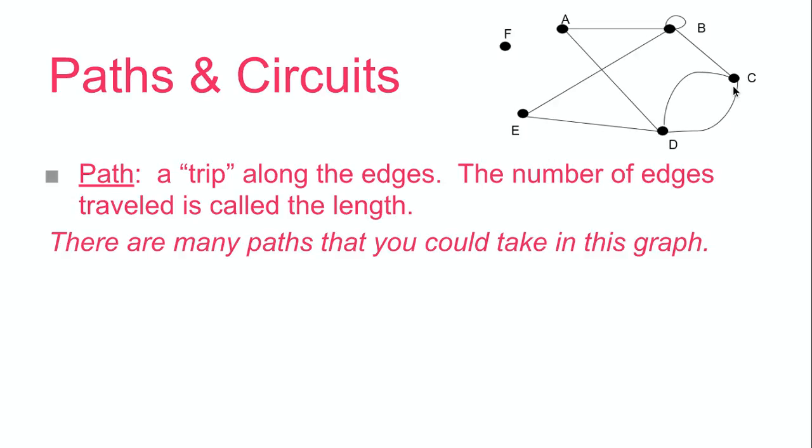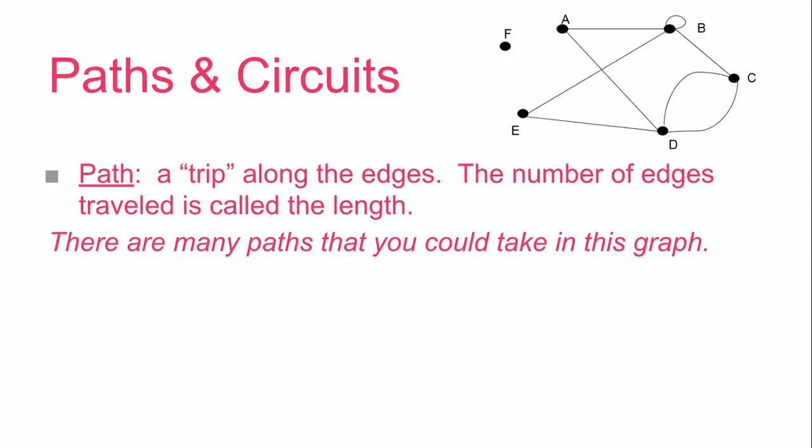So those are paths. A path has a different start and end point. You could have a path from B to E. You could have a path of a length of 1 just by going straight from B to E. You could have a path with a length of 2 by taking the loop back to B and then to E. You could go B to C to D to E, and that would be a path of length 3 and so forth. There are multiple options here.